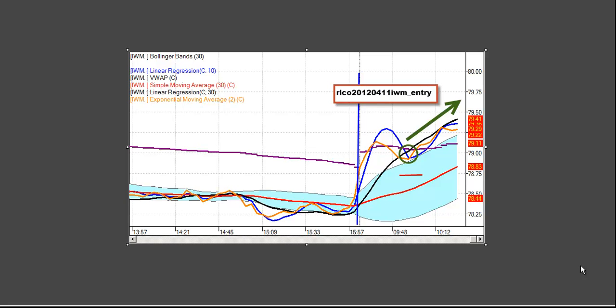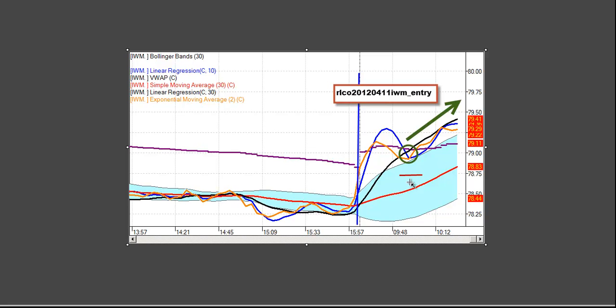I'm going to do a quick case study on the regression line crossover system and just show you how I'm marking up charts and the decision points that I'm looking for. All right, so what I'm looking at here is RLCO 2012-04-11, an entry on 3-minute charts on IWM, the Russell 2000 small cap.